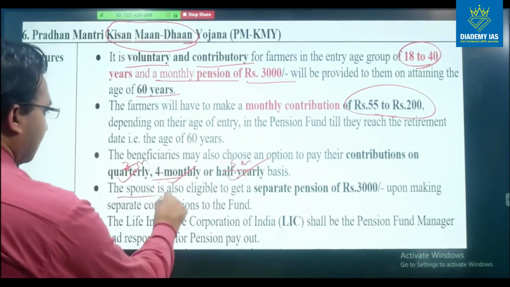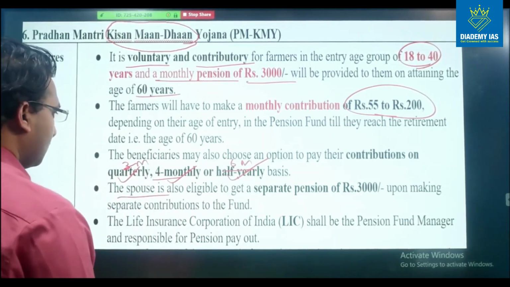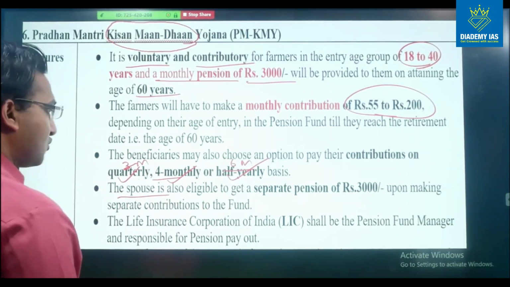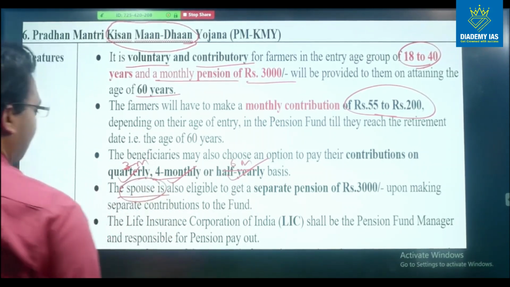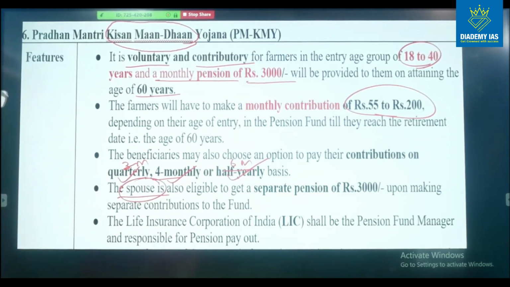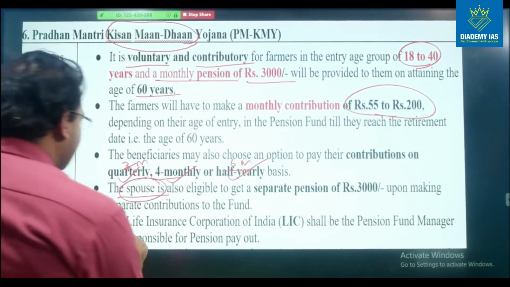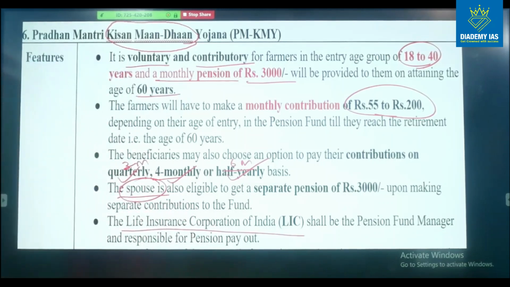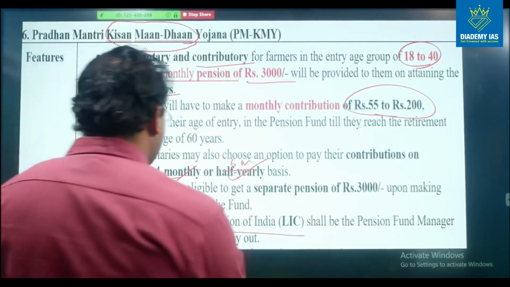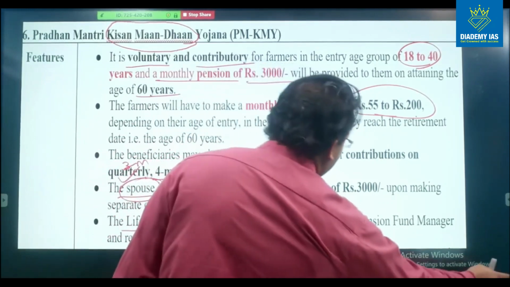Spouse can also get this pension, separate pension of 3000 upon making separate contribution, okay. So both husband and wife can get separately, both are eligible. LIC is the fund manager. All the operation will be done by the LIC and even the payout of the pension will be done by the LIC.